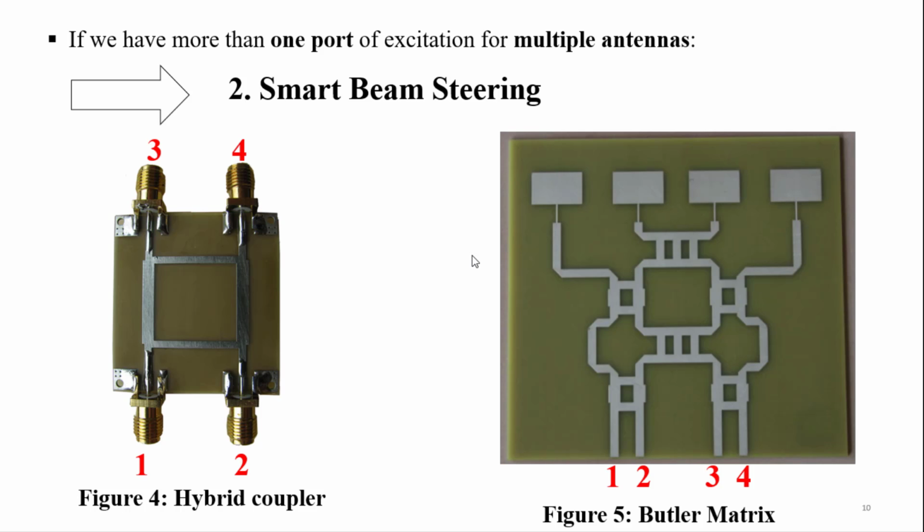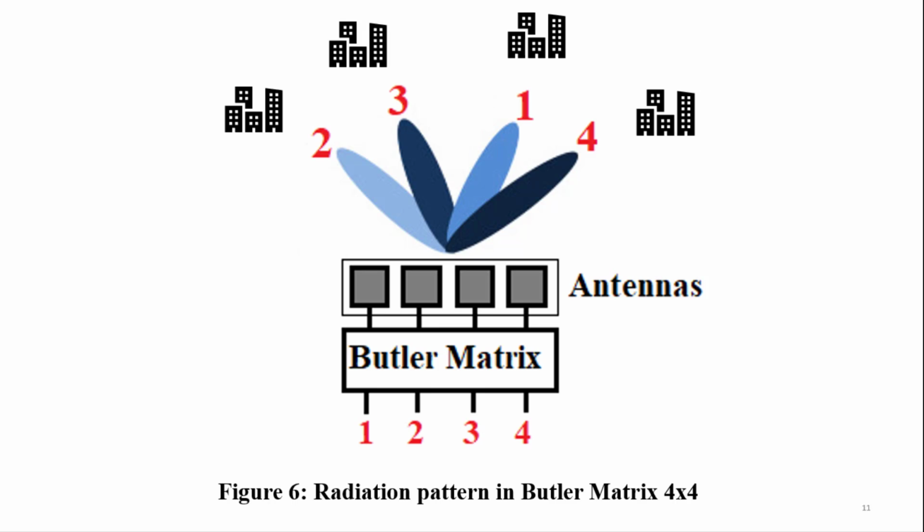Okay, so to understand the principle of this Butler matrix, I give this example in figure 6: the radiation pattern in a 4 by 4 Butler matrix. So I have 4 inputs and 4 outputs connected to 4 antenna elements. If I excite the first port, what happens here? I can observe that I have one single beam directed toward the desired direction 1.